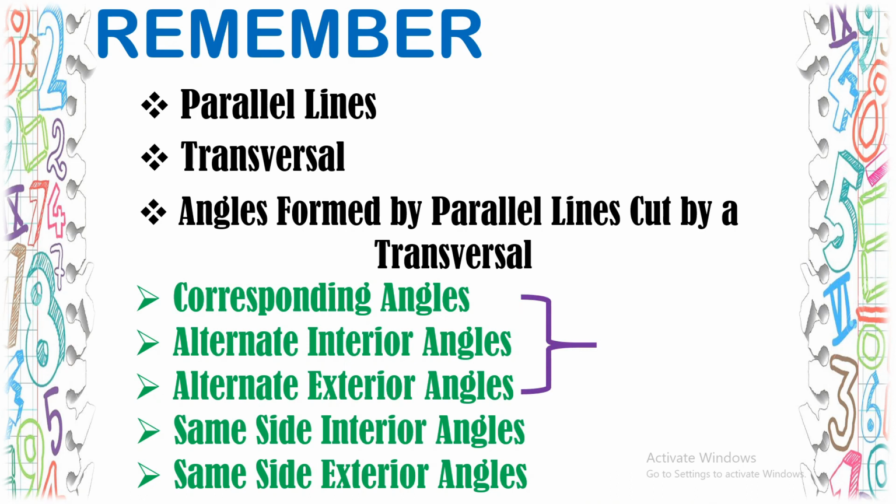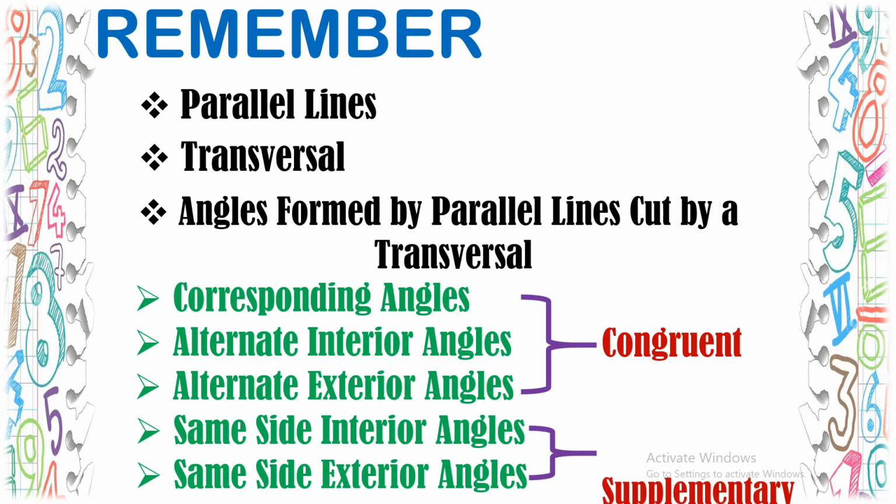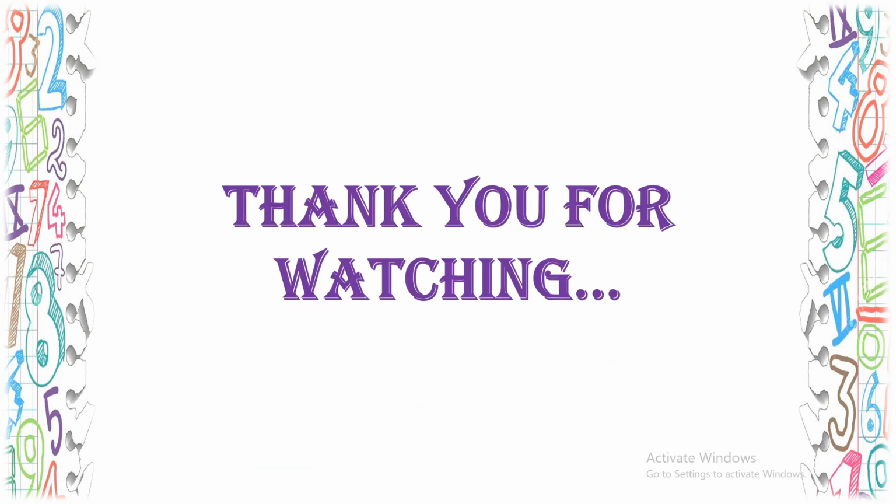And take note that these first 3 relationships of angle pairs are congruent, or they have the same measurement. But these last two pairs of angles are supplementary, which means the sum of each pair of angles is equal to 180 degrees. That's all. I hope you have learned a lot from this video.